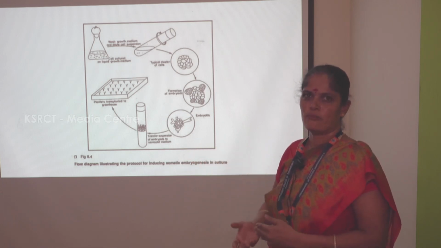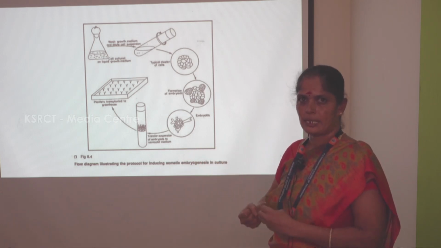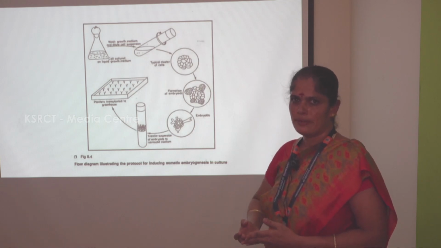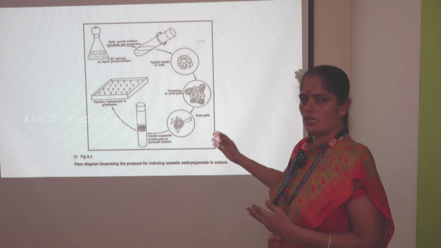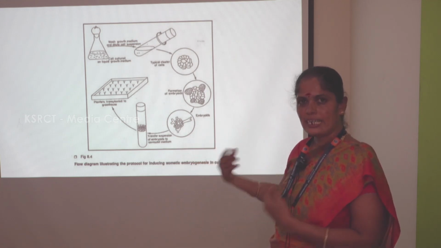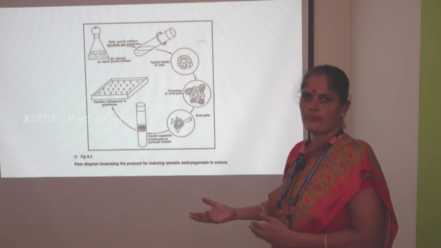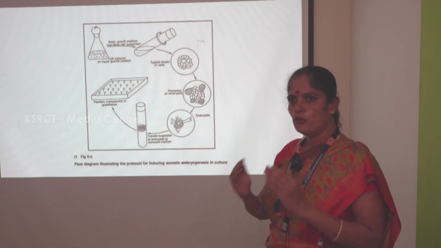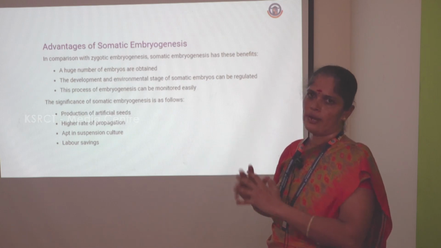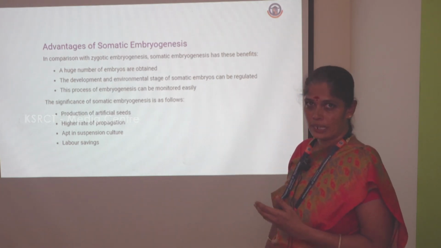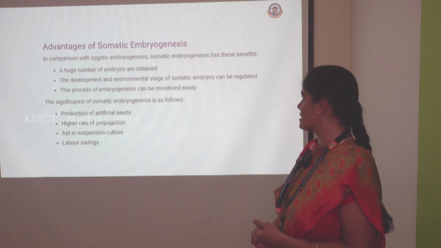Once the embryoids have been formed, we isolate the embryoid and transfer it to a suitable media supplemented with suitable growth hormone, and in the final stage we go for acclimatization or hardening. In this way we can develop a full plantlet with the help of somatic embryos. So now let us see some of the important advantages of somatic embryogenesis.